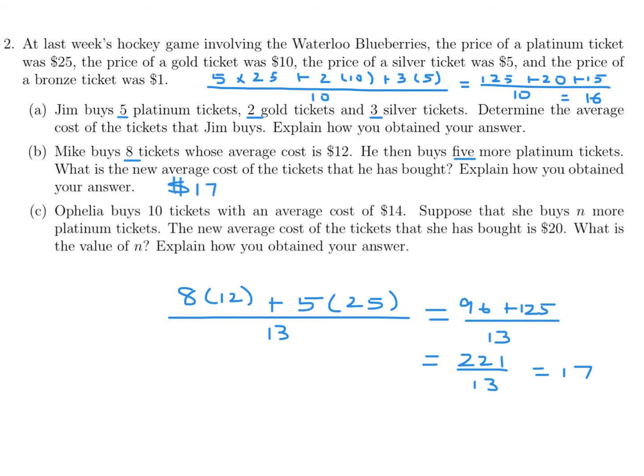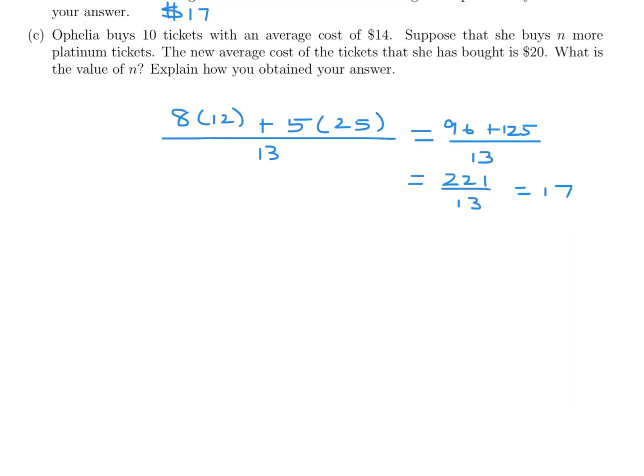Ophelia buys 10 tickets with an average cost of 14. Suppose that she buys N more platinum tickets. The new average cost is 20. What is the value of N? Okay, so a little bit different.